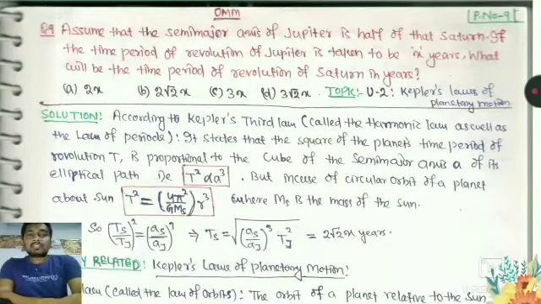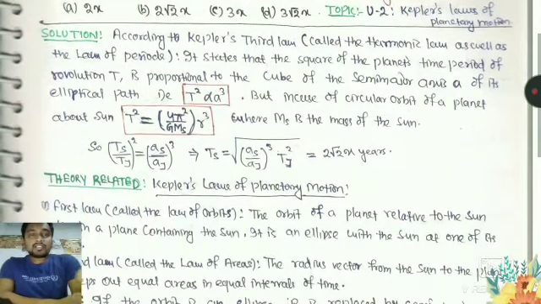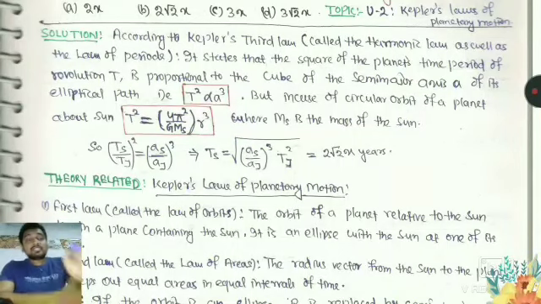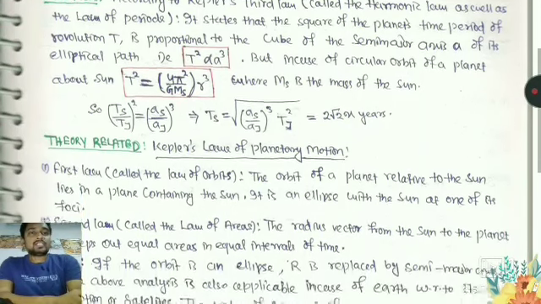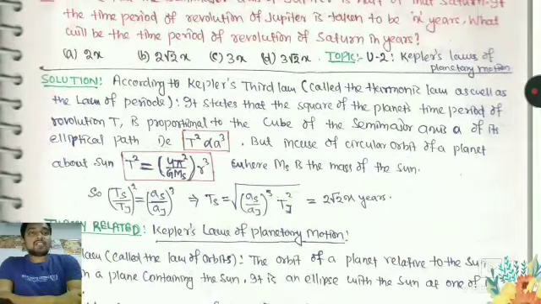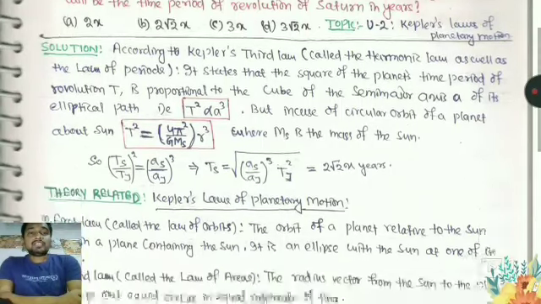I don't need to say much about that. T square is proportional to a cube, where a is the semi-major axis of the elliptical orbit. If it is not given that the orbit is elliptical, or it is given as a circular path, you can take the circle's radius as r cube. By this you can calculate the time period of revolution for Saturn in years.